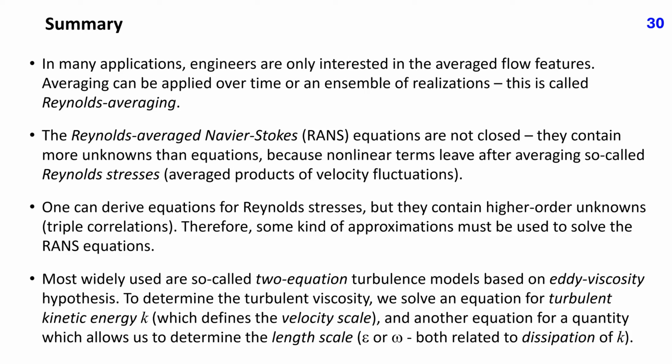One can derive equations for Reynolds stresses, but they contain higher-order unknowns, average products of 3 or more fluctuations. Therefore, some kind of approximations must be used to solve the RANS equations. Most widely used are so-called two-equation turbulence models based on the eddy-viscosity hypothesis. To determine the turbulent viscosity, we solve an equation for turbulent kinetic energy K, which defines the velocity scale, and another equation for a quantity which allows us to determine the length scale, epsilon or omega, both related to dissipation of turbulent kinetic energy.